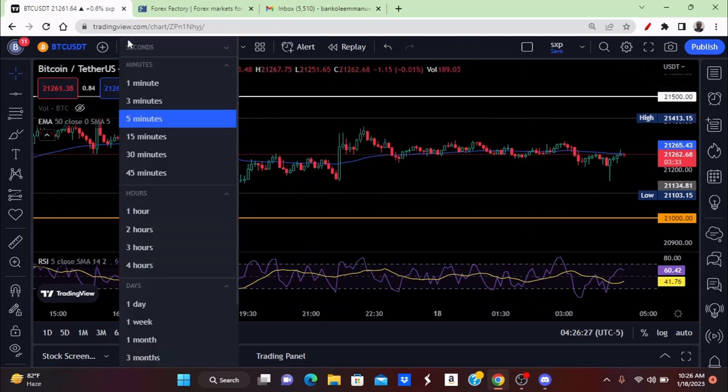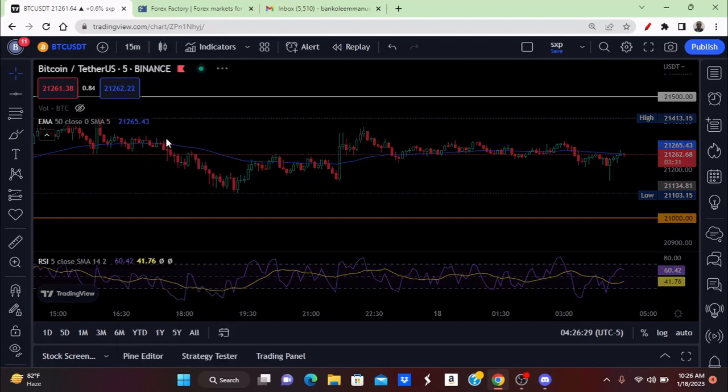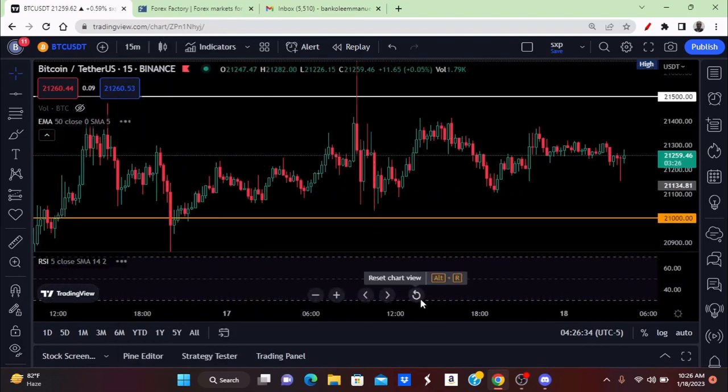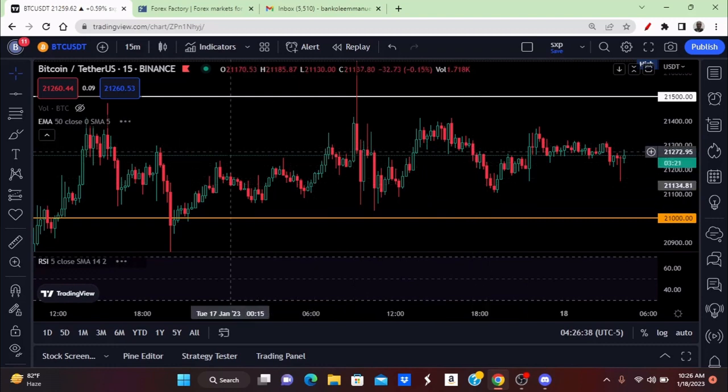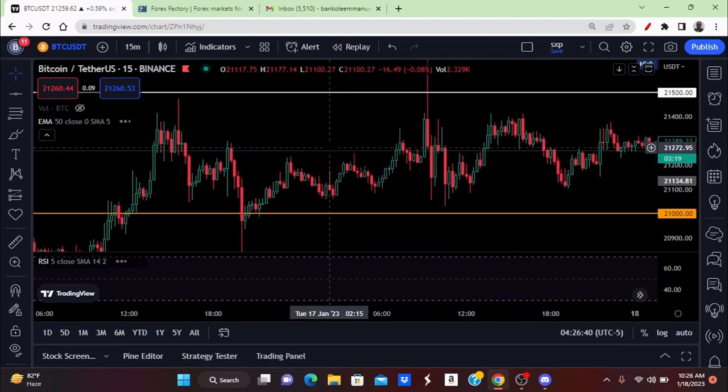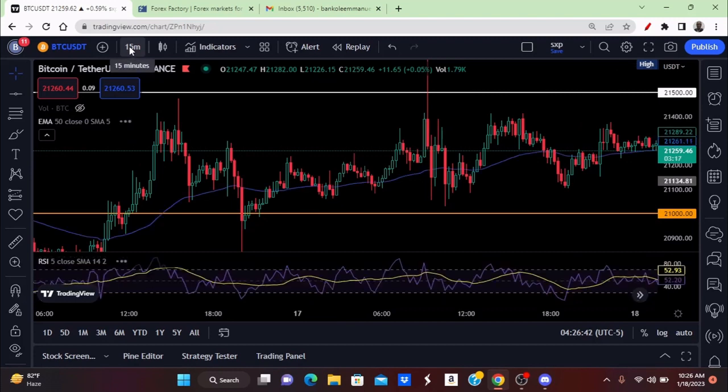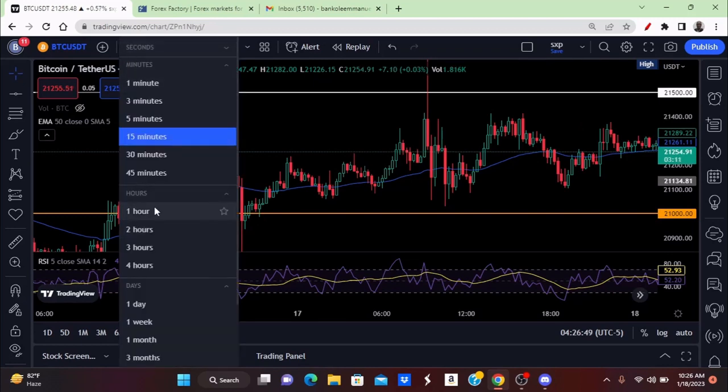So if we come to the 15 minutes time frame, now you can see how it is here. So you can see why those levels are important. And so when you are doing scalping or you are day trading, these levels help you to know where your target is likely going to be. So let's come back to our 1 hour level.